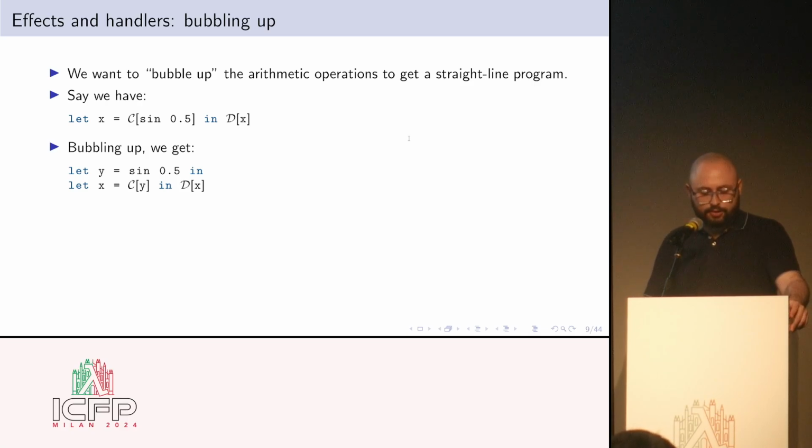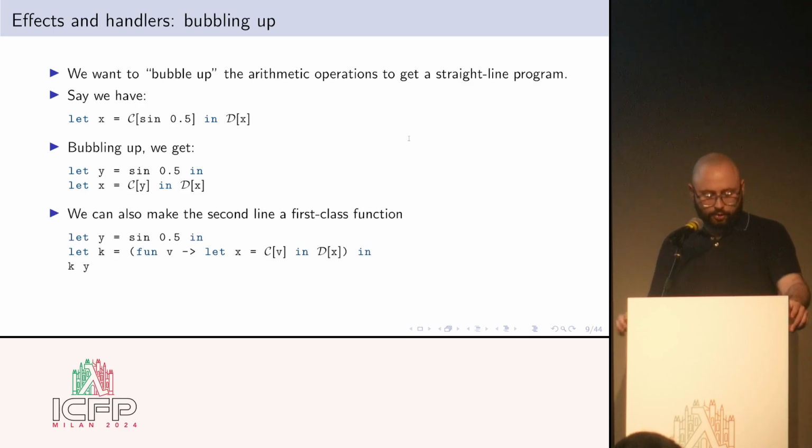And what effects and handlers do is they let us do exactly this, even for effectful operations. So when we have an effectful version of sine, if we implement it as an algebraic effect, then we're also going to get this exact behavior, which is what we want. And not only do we get this bubbling up to get a straight line view of our program, we can also capture the rest of the program as a first-class continuation, and then just recover the original behavior by evaluating this continuation k with the argument. This bubbling up and capturing of the continuation is exactly what effects and handlers do. So we can use effects and handlers to get a straight line view of our program and then perform the normal reverse mode AD on it.